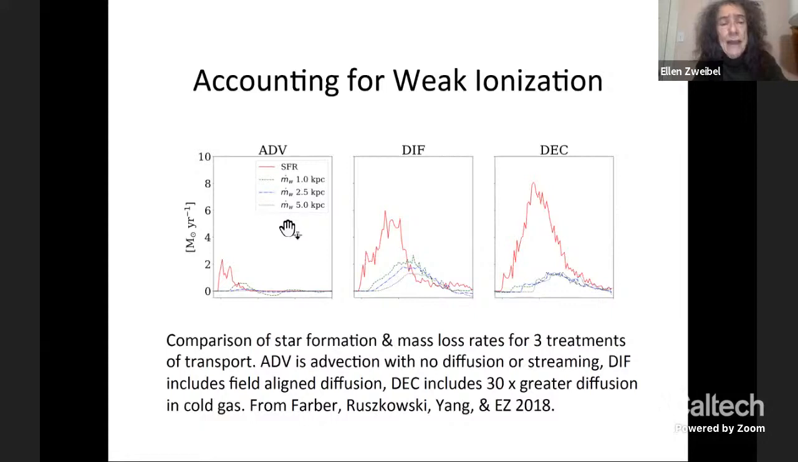You can see that. So in this model, the cosmic rays are frozen to the gas. Here, they just diffuse at the same rate everywhere. And here, they diffuse at a higher rate in the cold gas. And you can see there's a much bigger star formation rate in the case where they're decoupled. So again, is this right?